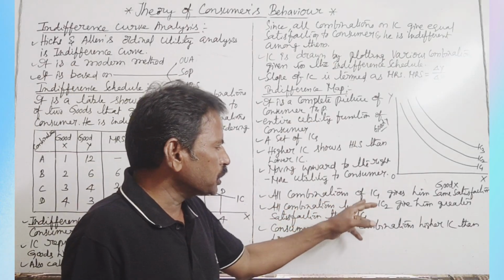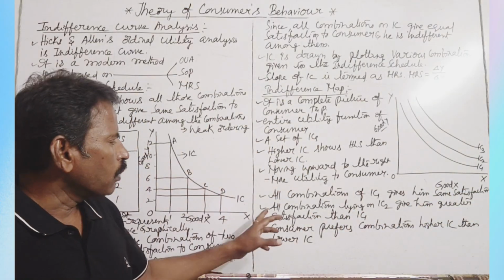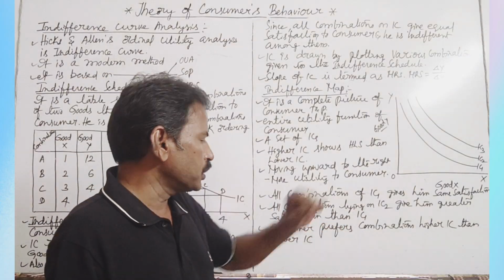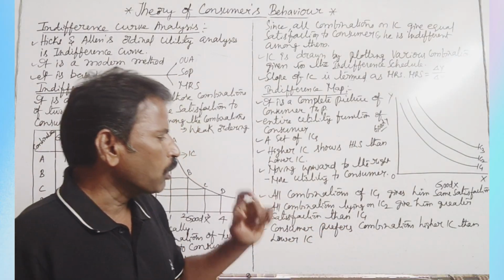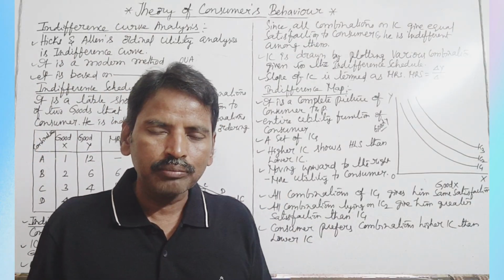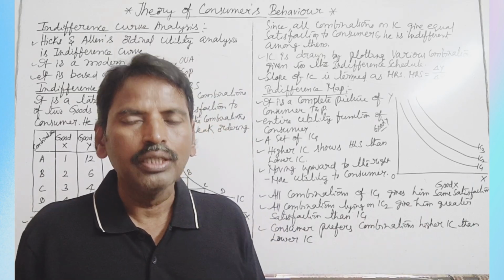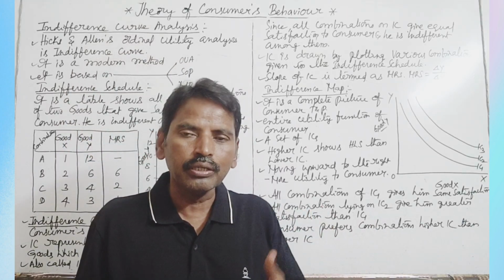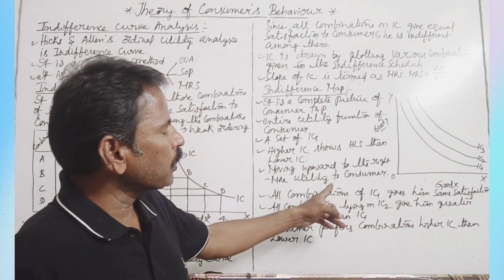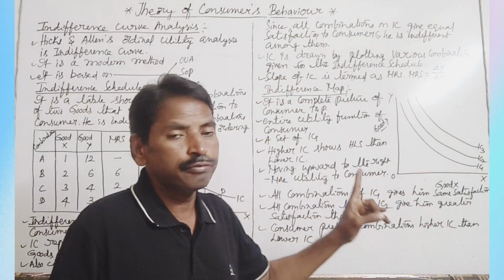So all combinations on IC1 give him the same satisfaction. All combinations lying on IC2 give him greater satisfaction than IC1. The consumer prefers combinations on a higher IC than a lower IC. A higher indifference curve gives a higher level of satisfaction than a lower indifference curve, which gives a lower level of satisfaction. This is called indifference map.